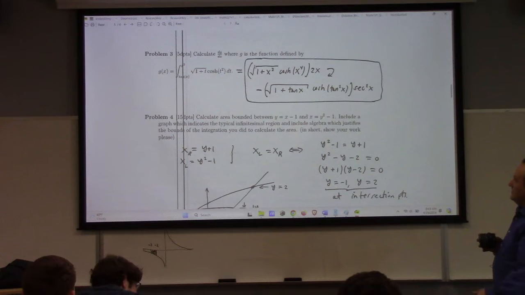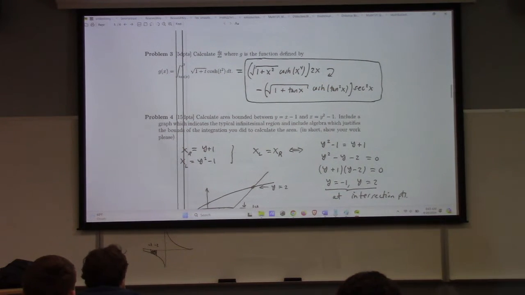So here is the dreaded FTC Part 3 problem. I hope we are all understanding we do not actually do the integral. We simply take the integrand, evaluate it at the upper bound, multiply by the derivative of the upper bound, subtract the integrand evaluated at the lower bound, times the derivative of the lower bound. That's all there is to it.